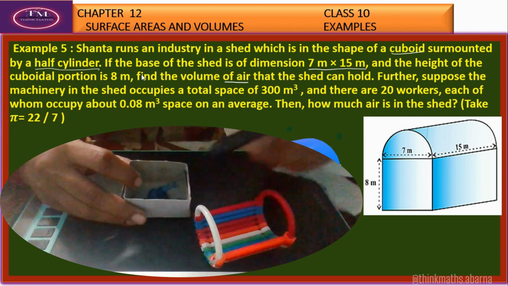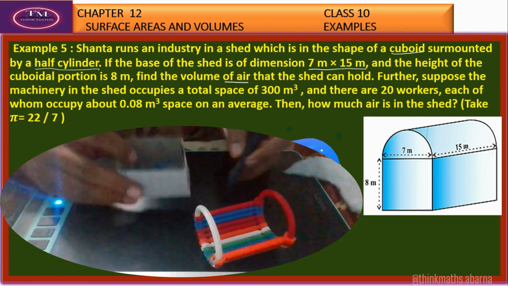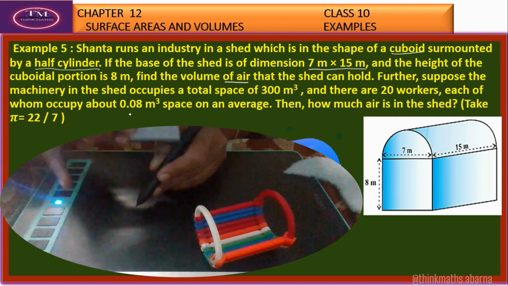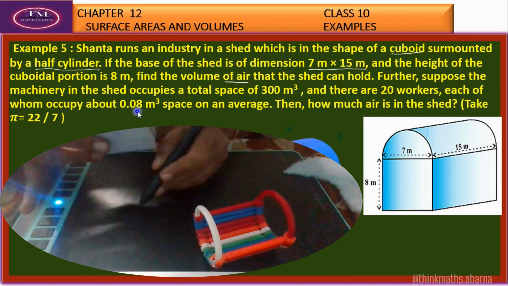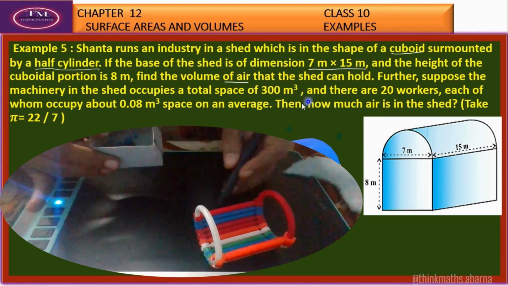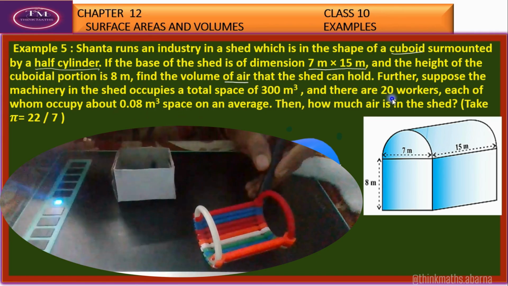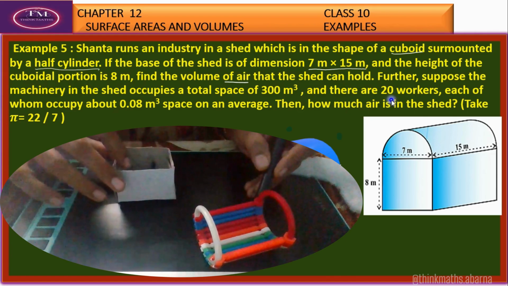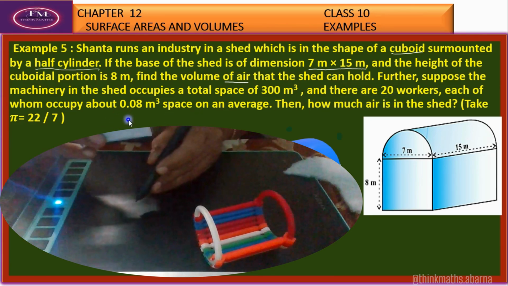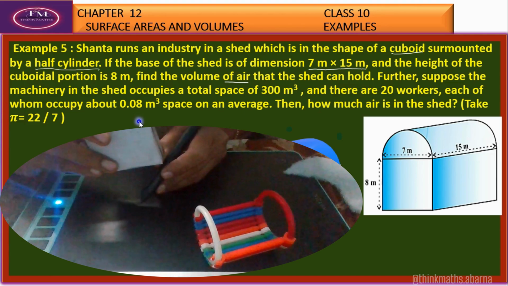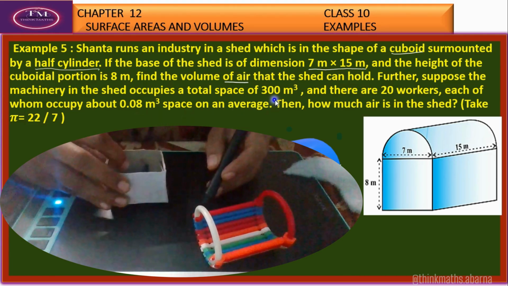Each worker occupies how much space? Each worker occupies 0.08 meter cube space. How many workers are there? There are 20 workers. So total space occupied by 20 workers will be 20 into 0.08. We will get some answer. We have to add the answer with 300.